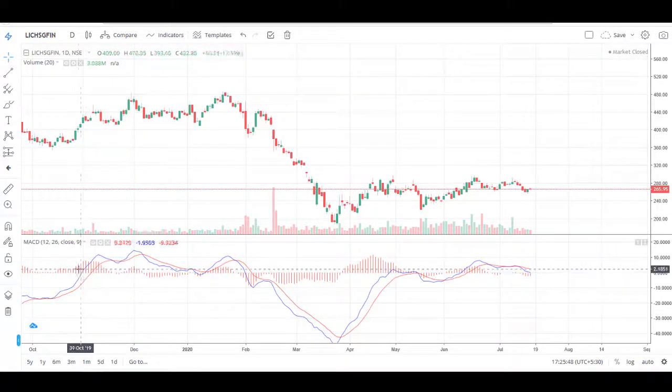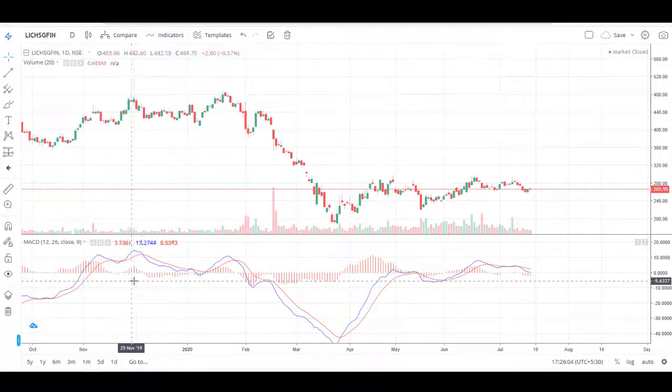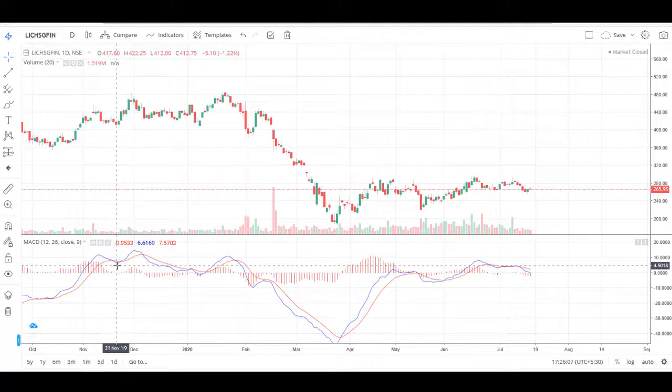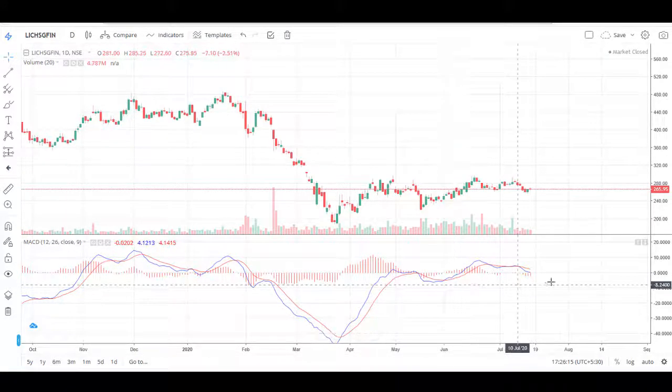Next you can see the histograms. The histogram works based on the subtraction of these two lines. Also you can notice that when the lines are getting crossed, when the lines are very close, you can see the histogram shrink. When the lines are moving away from each other, you can see the histogram getting bigger. And as I told you, this is the zero line.